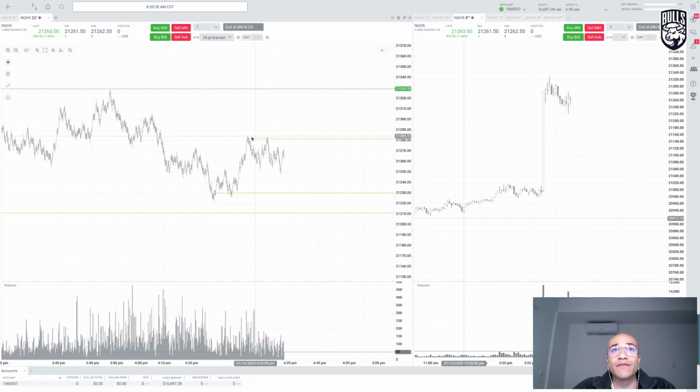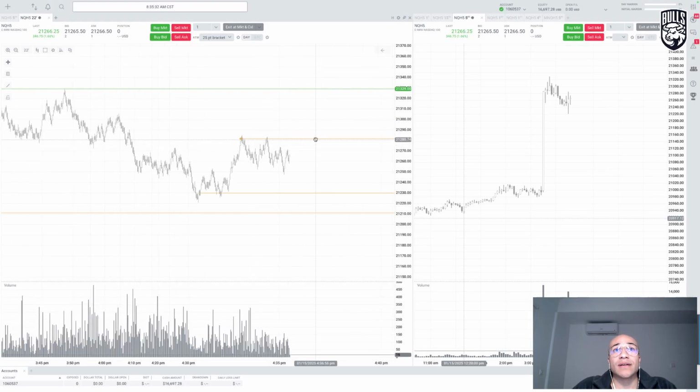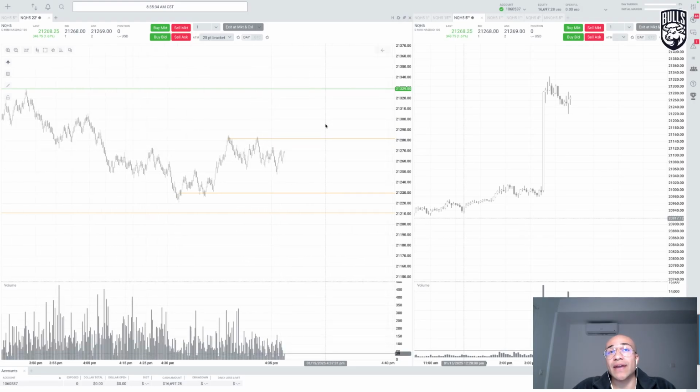So now let's see if volume will come in here to the upside, if we'll get a break through 80s. And that is kind of the only indicator I'm using here right now, is volume. I'm looking at volume and how price reacts at certain levels.